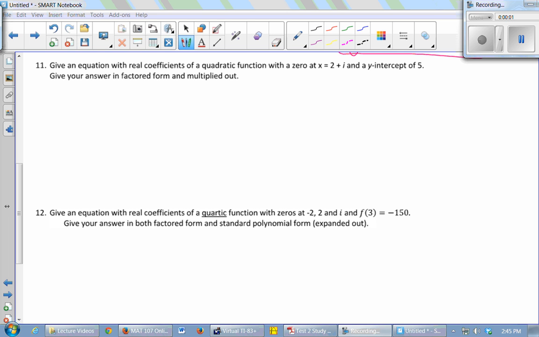Given the equation with real coefficients of a quadratic function, so it's going to be degree 2. It has a 0 at 2 plus i, and it has a y-intercept of 5. Give the answer in factored form and multiply it out.